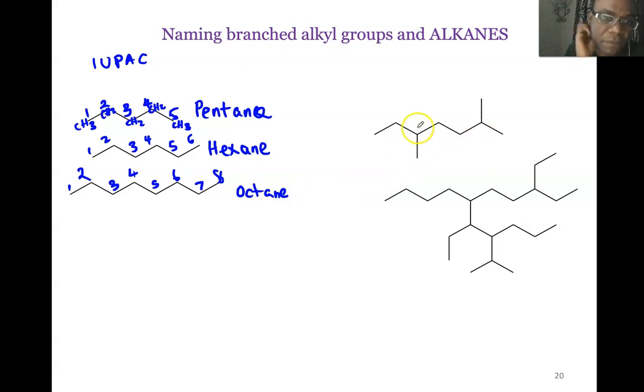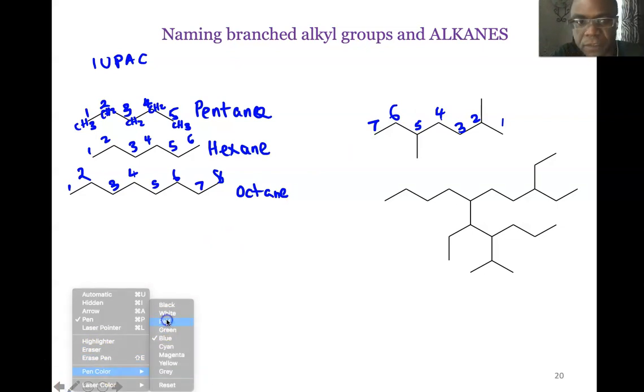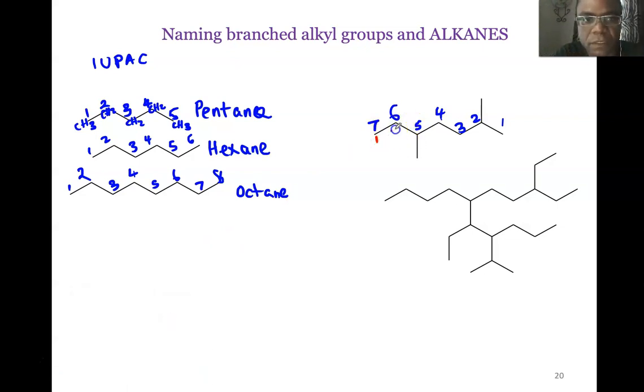Now where there's substituents, you have to be careful. You have to make sure that you first identify the longest chain. This could be 1, 2, 3, 4, 5, 6, and 7. And you have the other option of numbering from the left, which will be 1, 2, 3, 4, 5, 6, 7. So in red, I have a substituent right here, a substituent right there.